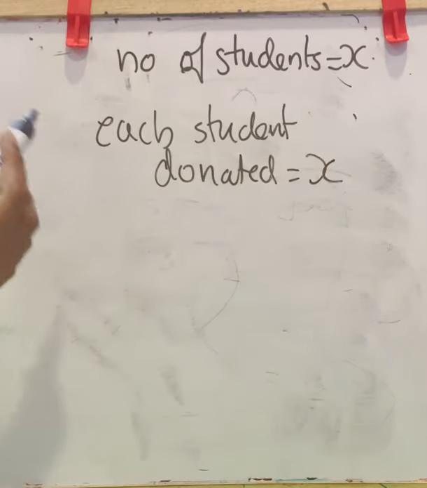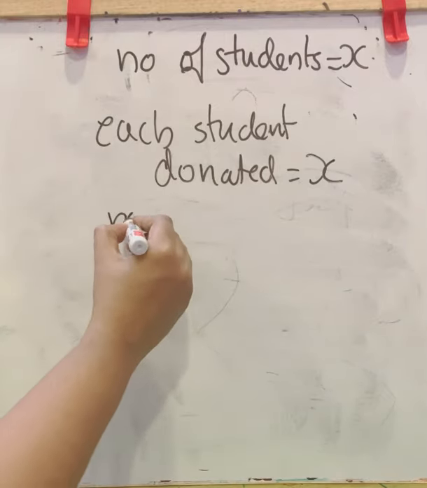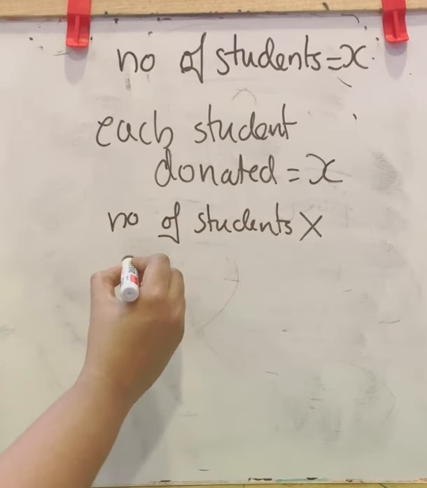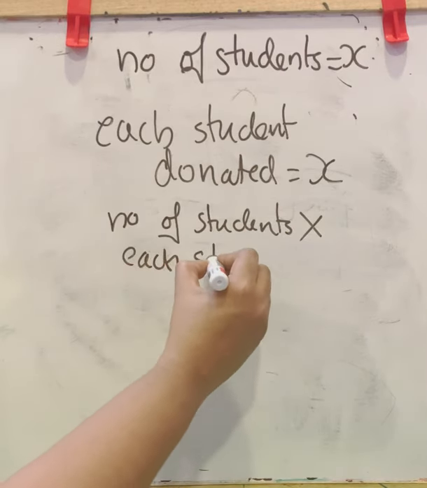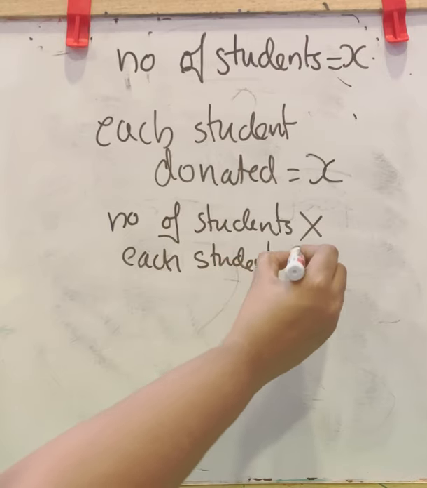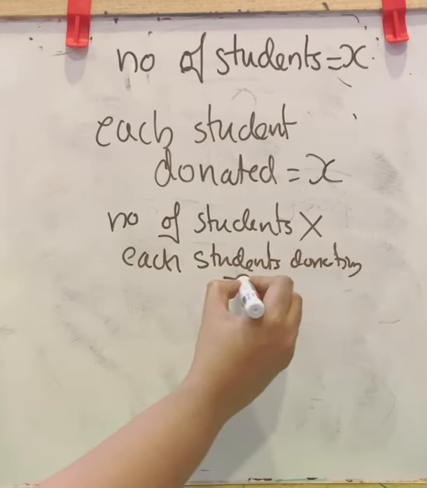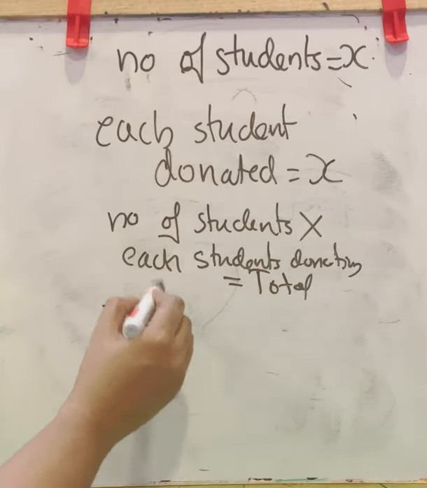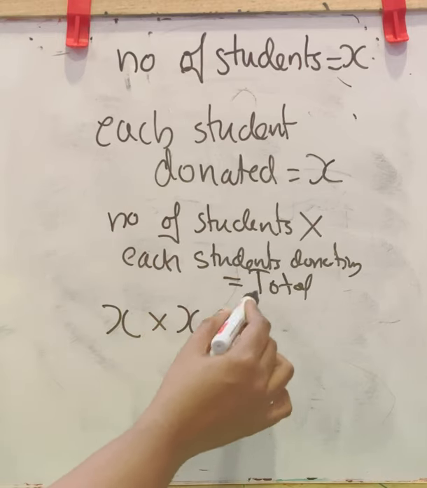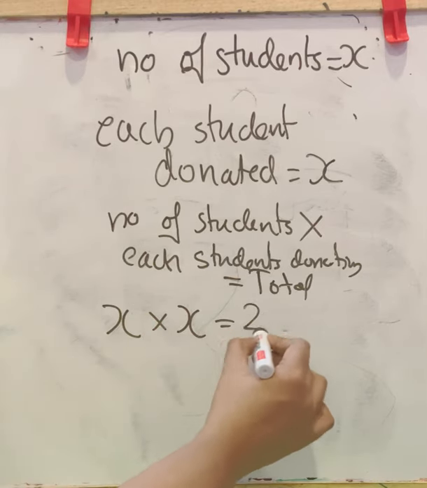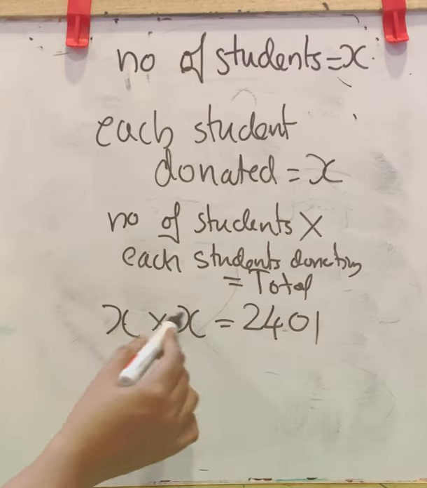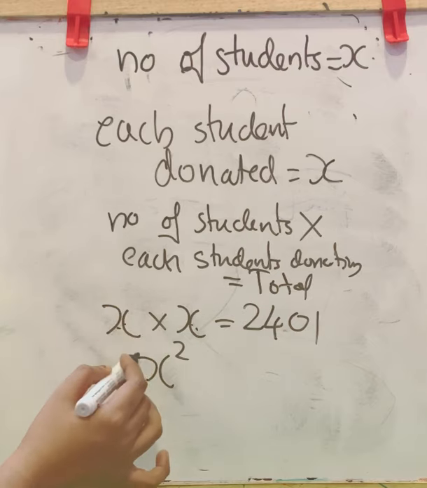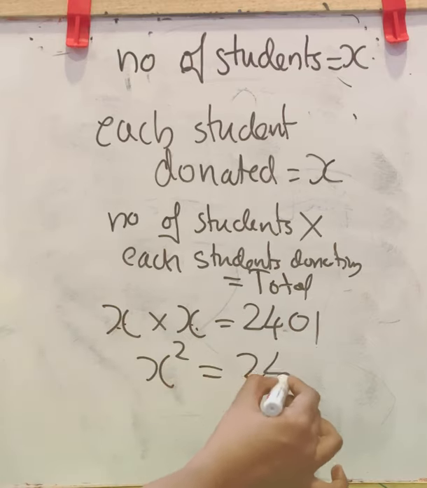So total, what will be the result? Number of students into each student's donation will be equal to the total amount. Here the number of students is x and each student's donation is x. The total amount given is 2401. That is x into x, which is x square. Any number multiplied by itself is a square, equal to 2401.